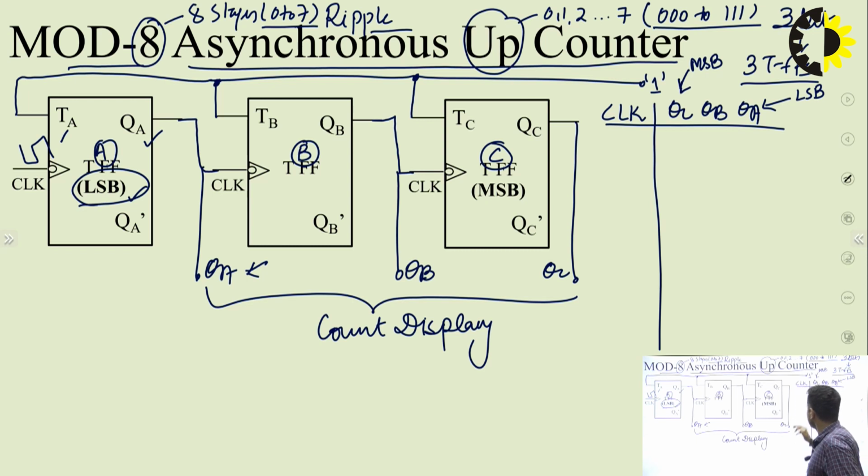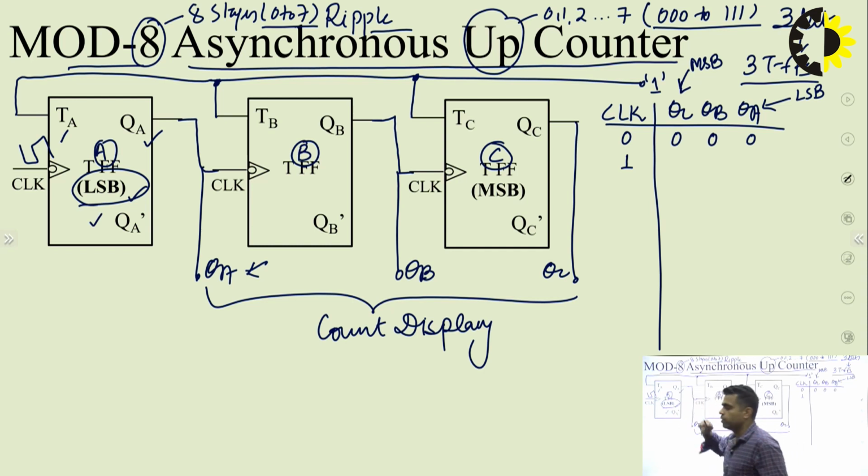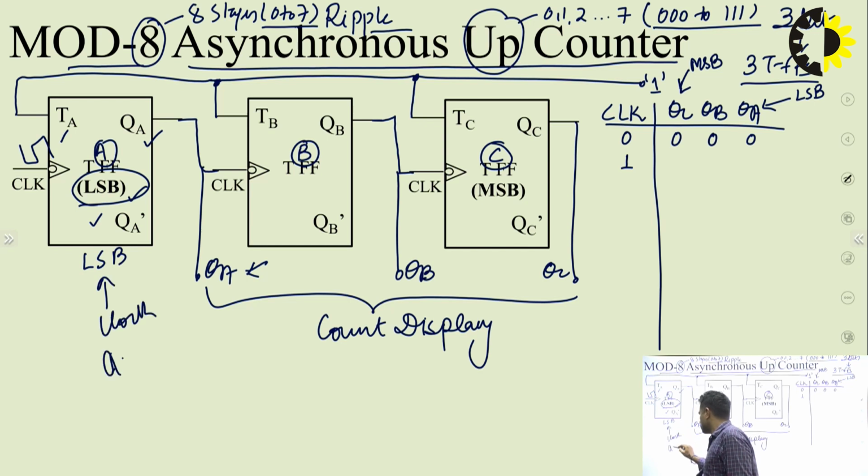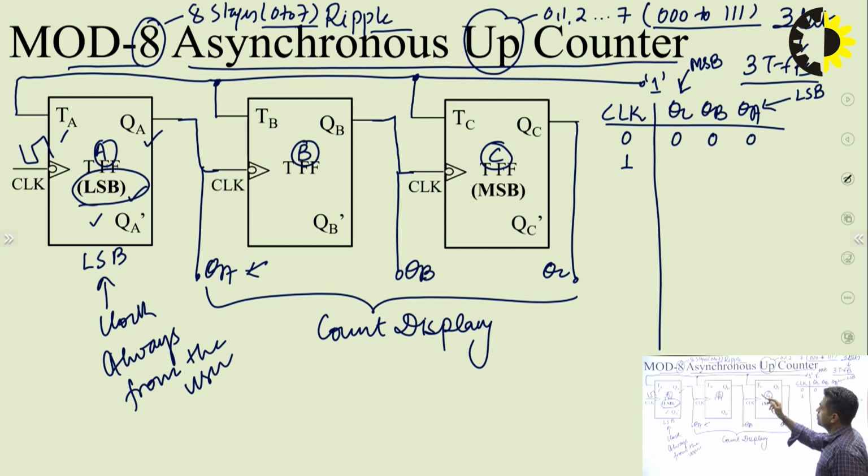Now let's say the initial state is this, when we have not applied any clock and all the outputs are 000. Now let's say I apply the first pulse. This first pulse is applied only to this LSB flip-flop. That means A has been provided with this LSB clock. This will always get the clock from the user. So this first clock is provided to flip-flop A.